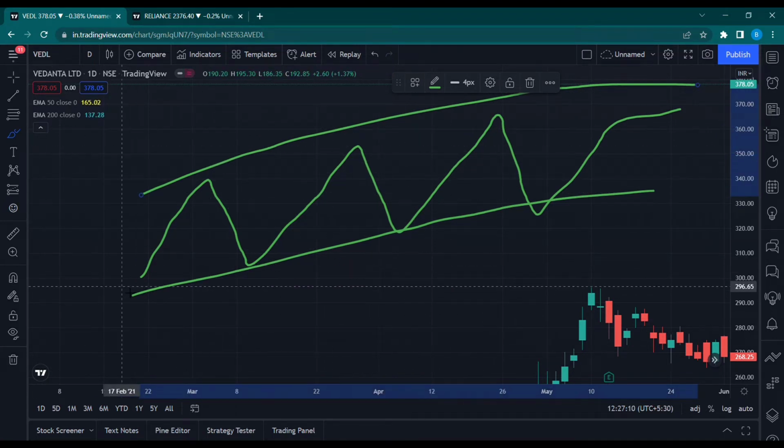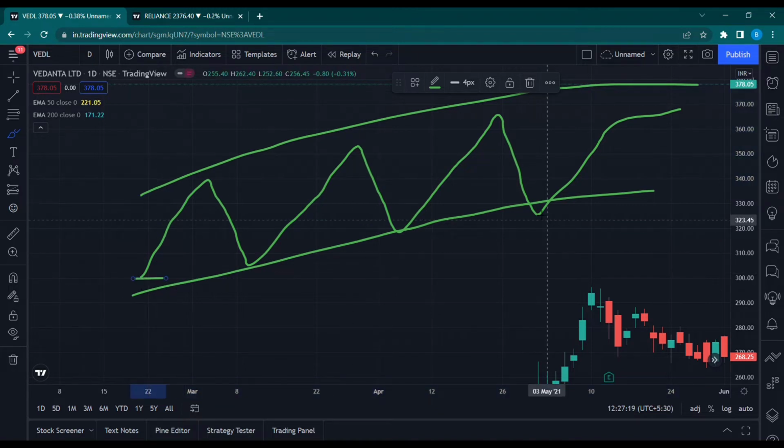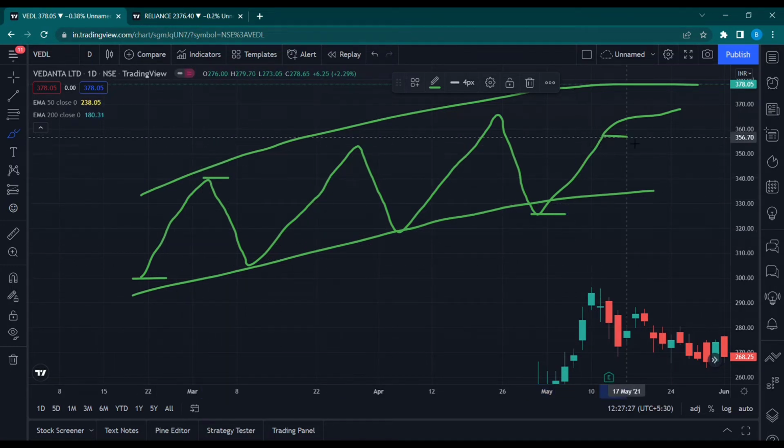The prices have gone up, then went down, and again gone up, and then again came down, and then gone up. But see the net price movement: if you connect any two lows, or any two highs, or any other point that is a higher low, that is going up, right?